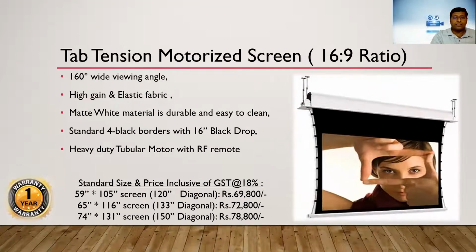Then comes the tap tension screens. Tap tension are the newly launched screens in the market. That is 16:9 ratio. We can customize this also. Tap tension is widely used for short throw and ultra short throw projectors, as we need the fabric to be stiffer. So there is a spring, you can see the spring which holds the fabric on the left side and right side, so it gives you a stiffer screen, and there are no waves.